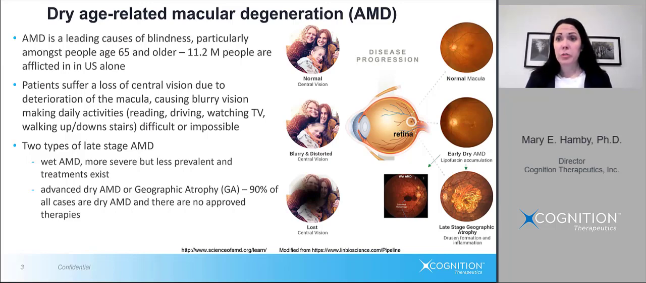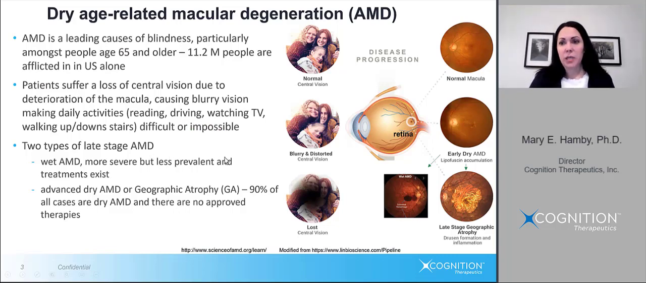11.2 million people are currently afflicted, and that's in the US alone. Patients suffer a loss of central vision due to deterioration of the macula. This causes a blurred central vision as shown here, and eventually this vision is lost, making daily activities early on difficult and later on impossible.